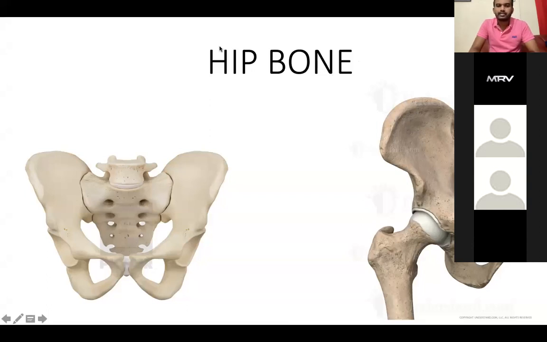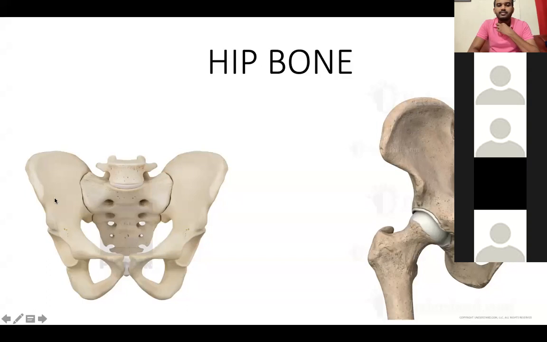Now in the slide, you're seeing two bones. See, this is the bone which is to the left of your screen. Can anybody tell what this bone is called? Ilium. No, this one to the left of your screen. Sacrum. This entire bone is called what? Pelvic bone. Pelvic girdle.